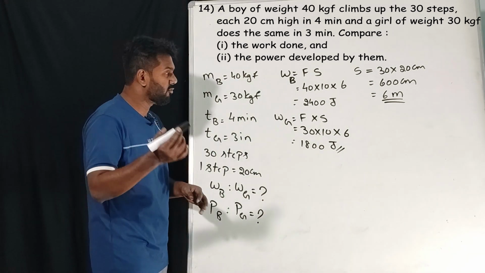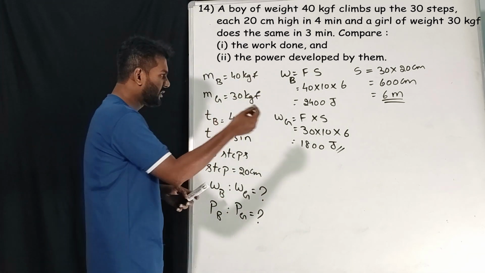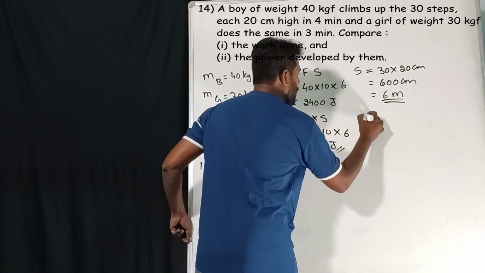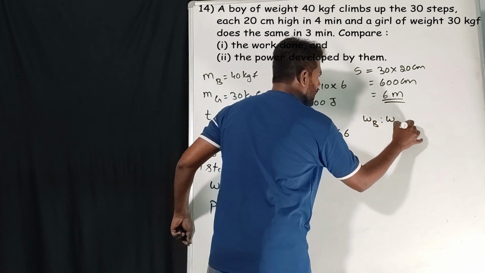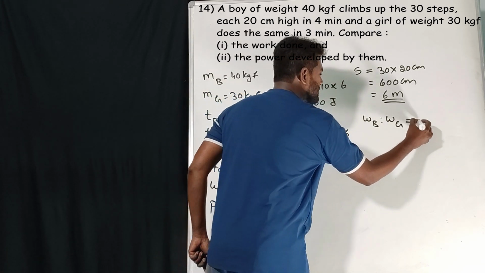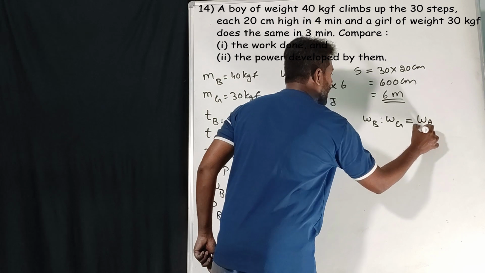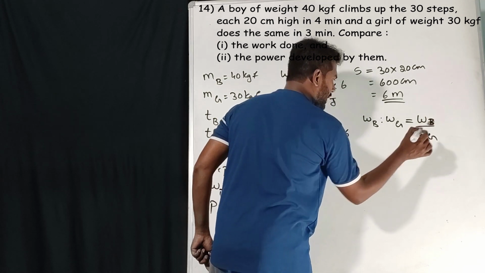That's it. Now we got the separate answers, correct? But we want it in the form of ratios. That is what we are going to find. So we have to find work done by the boy is to work done by the girl. So it is in the form of ratio. What do you mean by the ratio? That is nothing but work done by the boy divided by work done by the girl, correct?